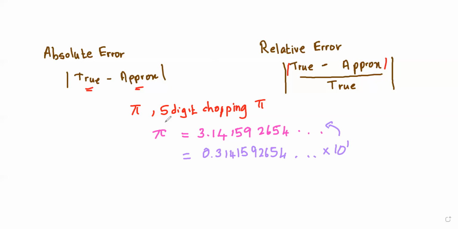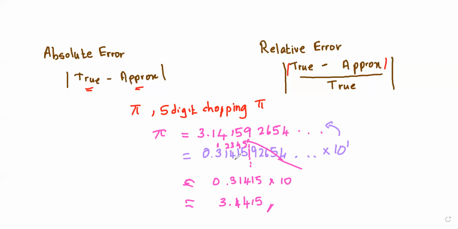After that, we can count the 5 digits: first digit, second, third, fourth, fifth. We know that if we are using 5-digit chopping, we cut off after the 5th digit. So I'm going to draw a line and cut it off. The remaining part is 0.31415 times 10, which is 3.1415. So now we have the approximation using 5-digit chopping of pi.